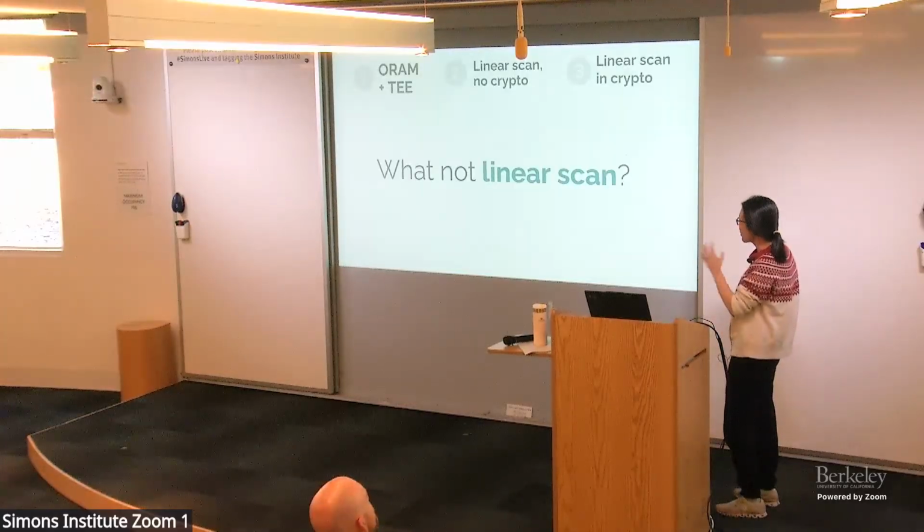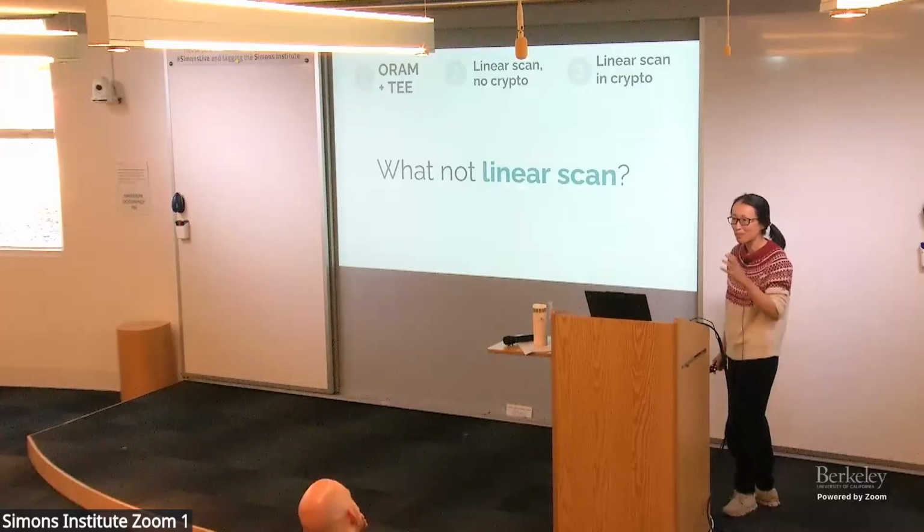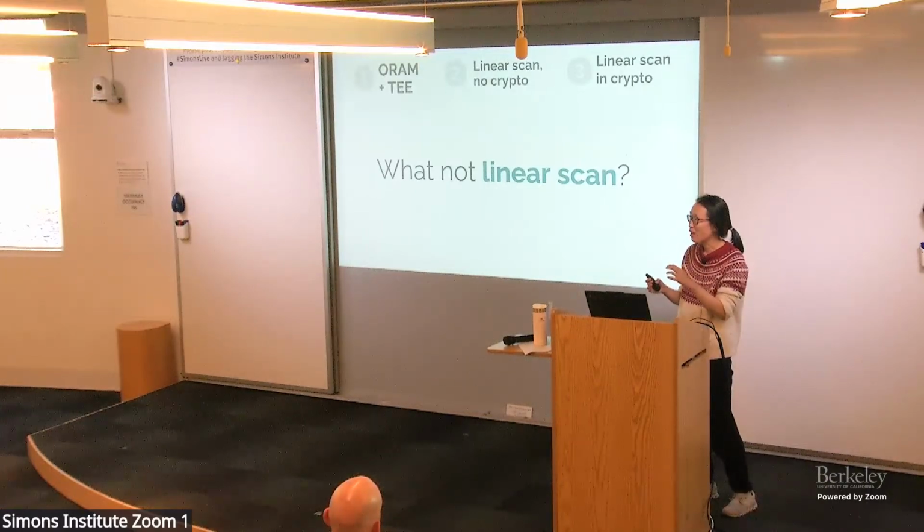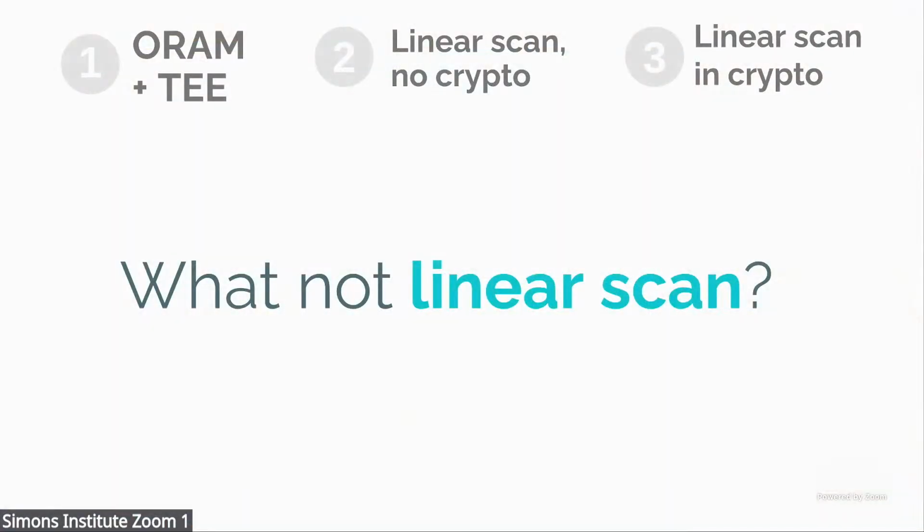Before I talk about our construction, I want to first answer a basic question. Why don't we just do a linear scan? When I teach undergrad algorithms, if I tell my students, here's a log n algorithm and here's a linear algorithm, no one's going to question why we should use the log n algorithm. But when I talk to practitioners and theoretical cryptographers, the question I get is, why don't we just do a linear scan? It's interesting, practitioners and theoretical cryptographers come with very different mindsets and motivation, but they're asking the same question.